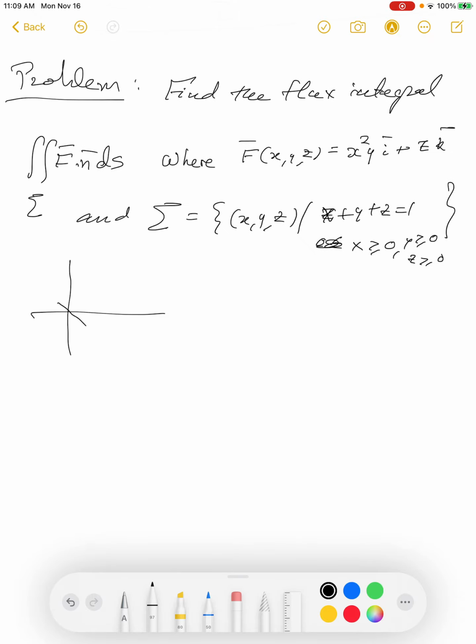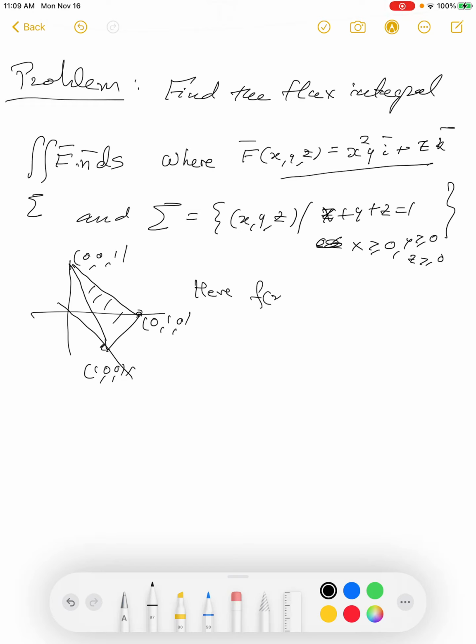So if you look at x plus y plus z is 1, this is a triangular surface, of a triangle which joins 1 0 0, 0 1 0, 0 0 1. So this is the surface we are looking at. That's the vector field, and so you want to find out the flux across this surface corresponding to this vector field.